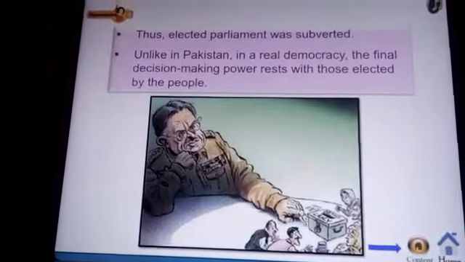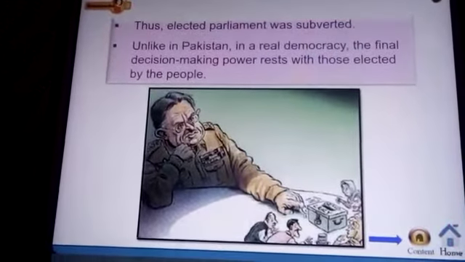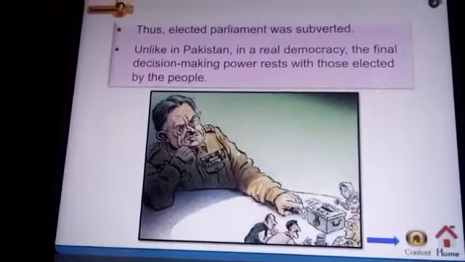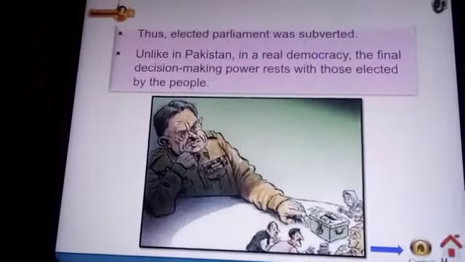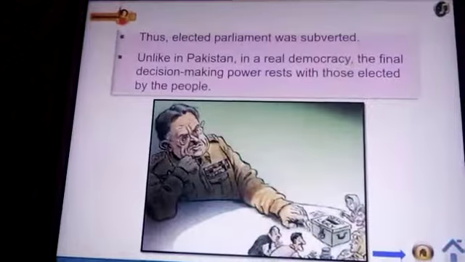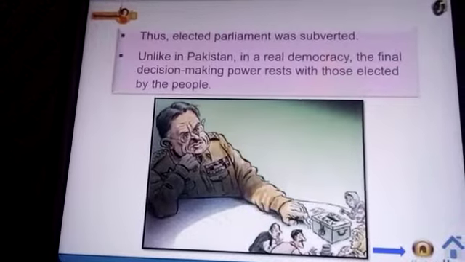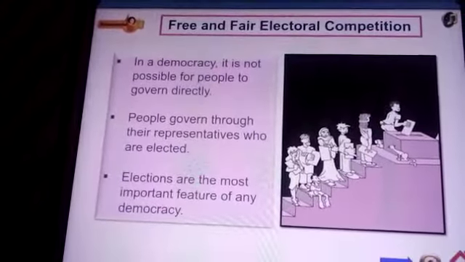What is democracy? Why democracy? In the previous video, you have understood the meaning of democracy. We were discussing the features of democracy. The first one, the decision making by the elected leaders. So now, let us move on to the second point: free and fair electoral competition.